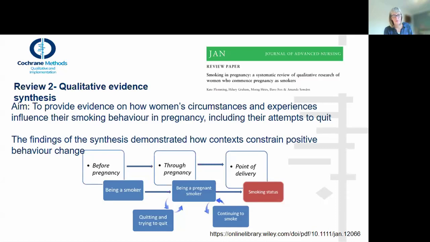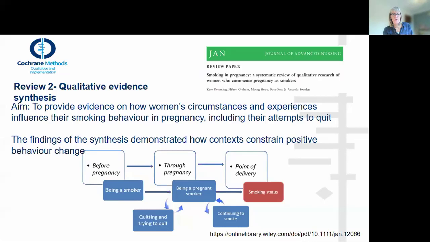I don't have time today to go into the findings, but what we got was a real understanding of this trajectory through pregnancy. So being a smoker before somebody was pregnant, what the impact of pregnancy was on being a smoker, women's thoughts and feelings around being a pregnant smoker, their attempts to quit and trying to quit, and then relapsing and continuing to smoke. And then finally looking at their smoking status at the point of delivery, which is where the data on smoking in pregnancy come from. That's whether women are still smoking at the point of delivery.